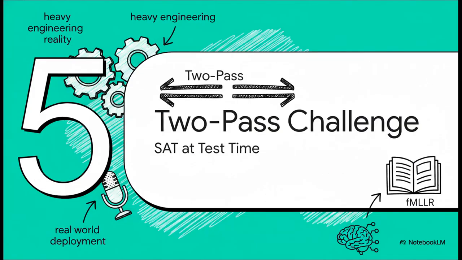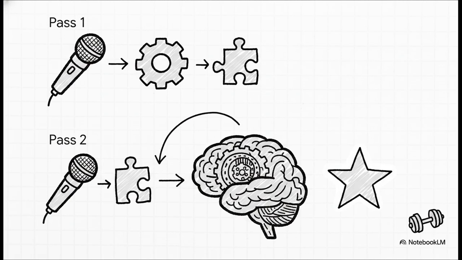That brings us to Section 5, the two-pass decoding challenge, SAT at test time. Of course, all this incredible accuracy doesn't exactly come for free. The big logistical headache engineers have to deal with here is that a SAT-trained model strictly expects to see adapted canonical features. It literally forgets how to process raw, unadapted speech. But think about test time. When a brand new user speaks into the microphone, their specific FMLR transform is completely unknown to us.